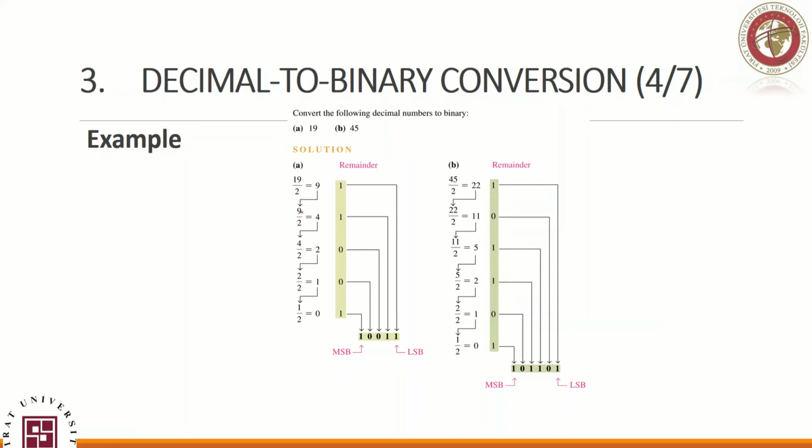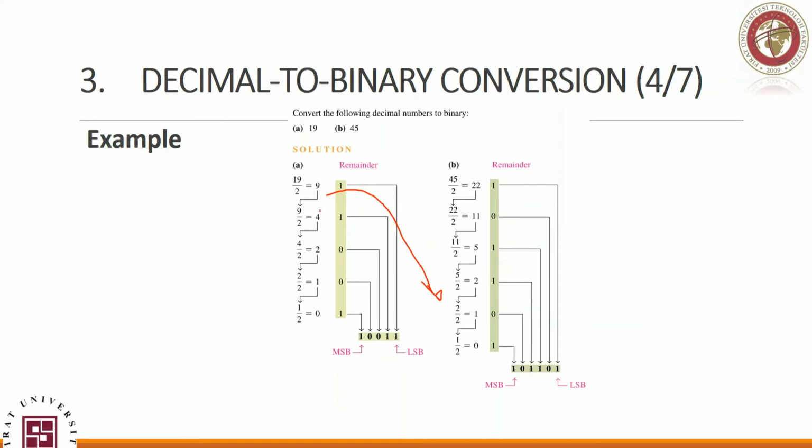Okay, so 9 divided by 2, that's 4. Okay, what's the remainder? Also again 1. 4 divided by 2, that's 2, with the remainder 0. 2 divided by 2, 1, remainder 0. 1 divided by 2 is 0, with the remainder 1. And then we twist them again to get the LSB and the MSB. It will be 1, 0, 0, 1, 1, and that's the representation.